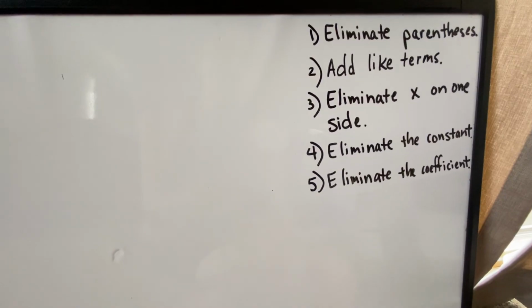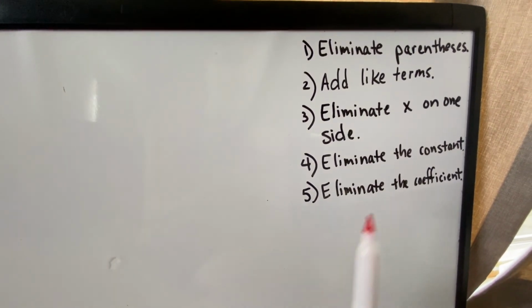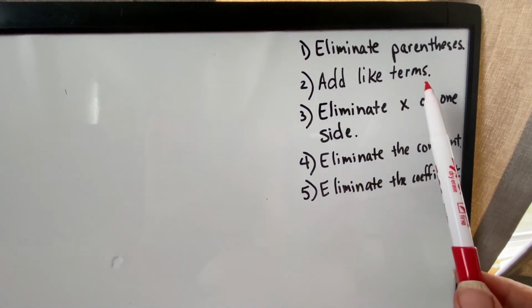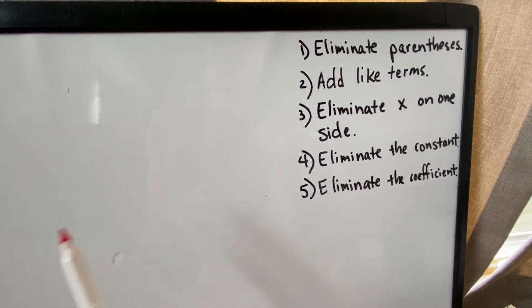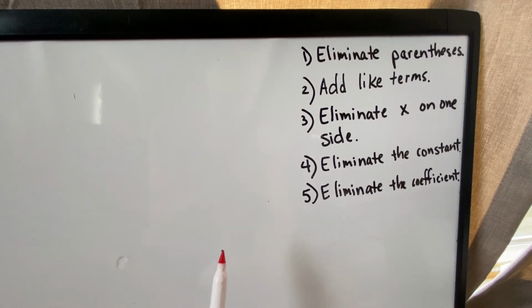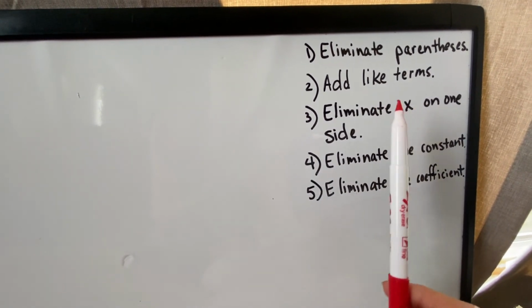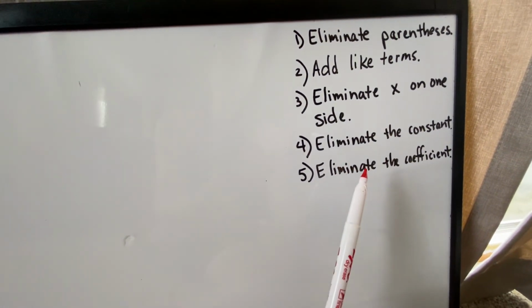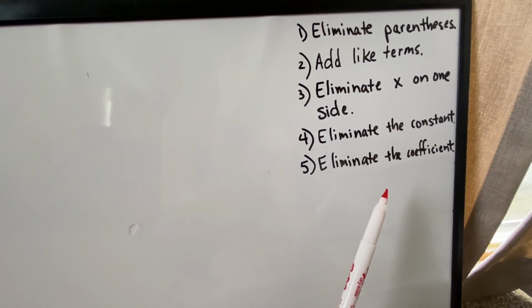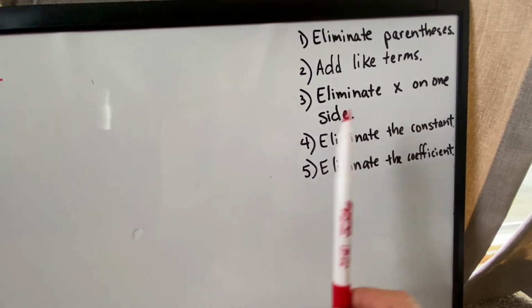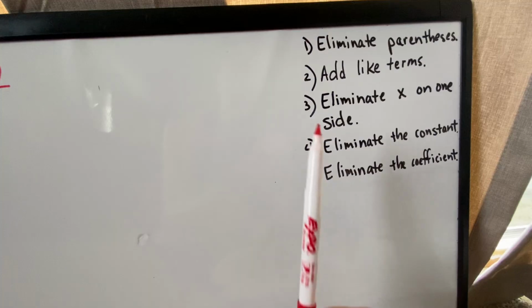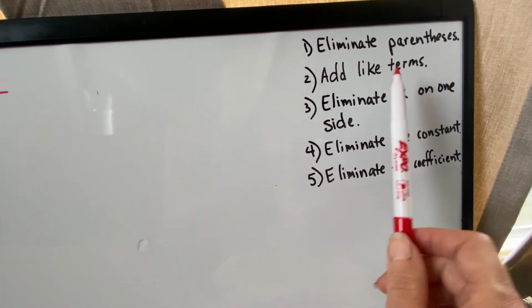So we're going to be solving equations today, and they're going to have parentheses in them. So the first thing they want you to do is to eliminate the parentheses, and we are going to do that by distributing. And then we got to add like terms. We've done that before. We're going to eliminate x on one side, eliminate the constant, and then eliminate the coefficient. So these are the steps that we're going to go through. We've already gone through all of them at one time or another.